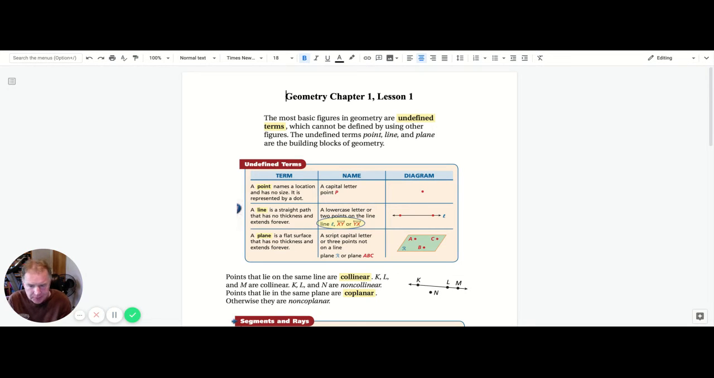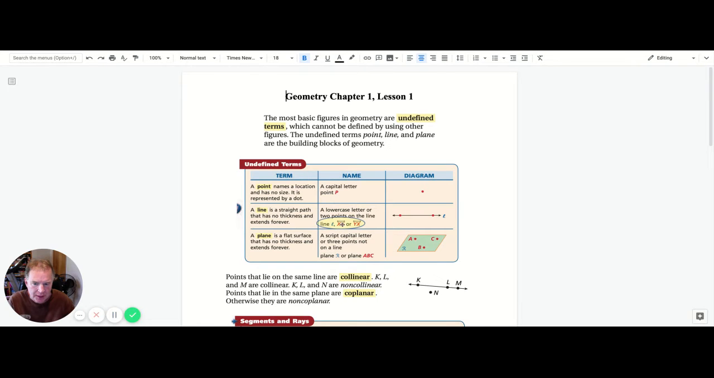A point is just a dot, and we use capital letters always for points. A line, well, you have 2 points you draw. Now, the thing to notice here is that a line can be named with a single lowercase letter. You heard me say a second ago, points are always capital letters. This lowercase letter is not a point. It's the name for a line. It's like a shortcut.